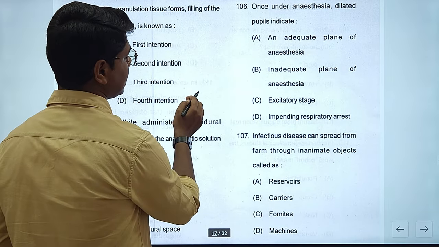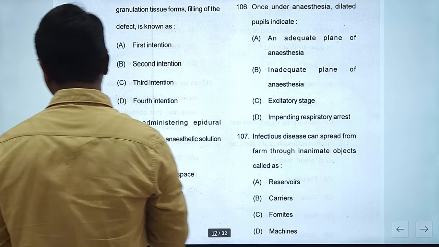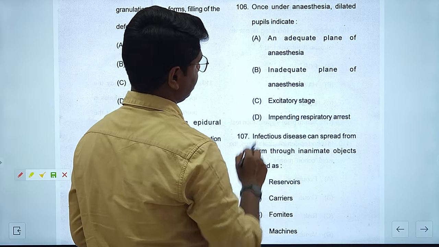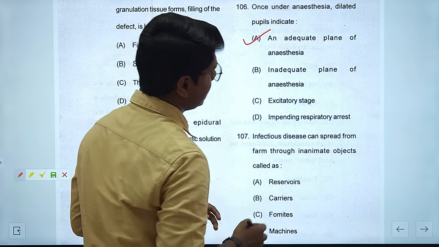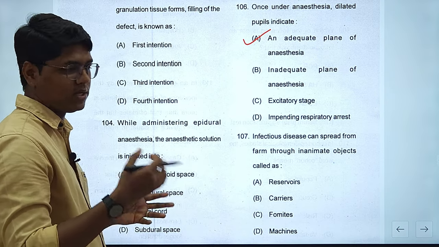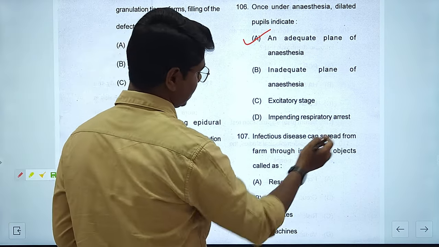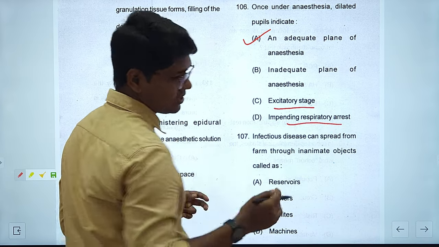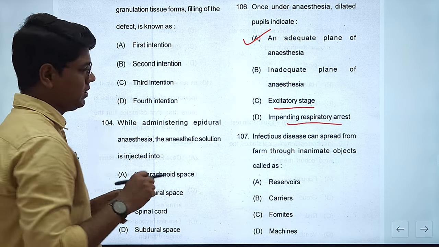Once under anesthesia, dilated pupils indicate it is in the surgical plane, an adequate plane of anesthesia. But if it is severely dilated, it might have entered stage 4 and you need resuscitation. That means it is impending respiratory arrest. In the excitatory stage, that is stage 1, you will find constriction of the pupil.